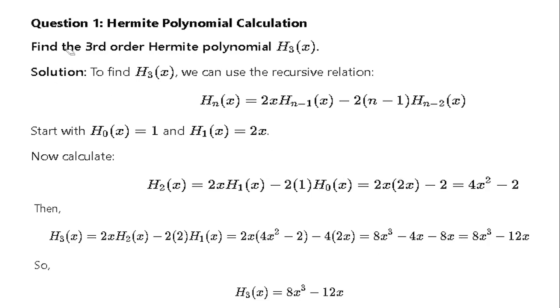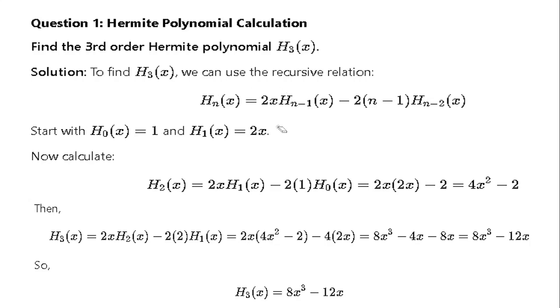Now, let's take for example the Hermite polynomial calculation. Find the third order Hermite, H3. Remember, I just spoke about H1. We're able to do that very quickly: H0 was 1, and H1, if we use the polynomial, we're going to get 2x. But when we start to get the third, the fourth, it will become more complex.